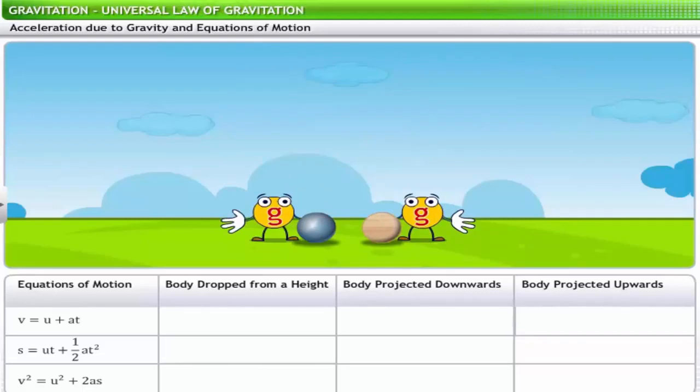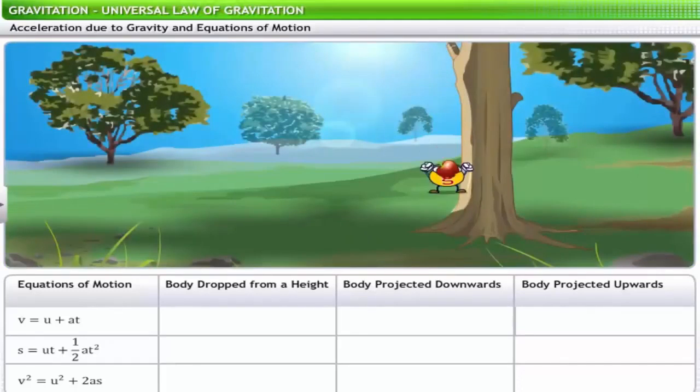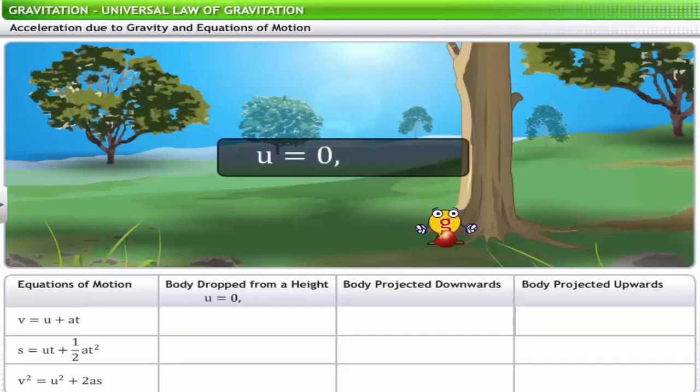Therefore, we can simplify these equations for freely falling bodies. Now let us observe how these equations of motion are modified for freely falling bodies in all three cases. The first one is the case where a body drops from a certain height. Here, the initial velocity of the body, u, is 0. The acceleration of the body, a, is the acceleration due to gravity, g. This value is positive because the velocity of the body increases as the body descends.